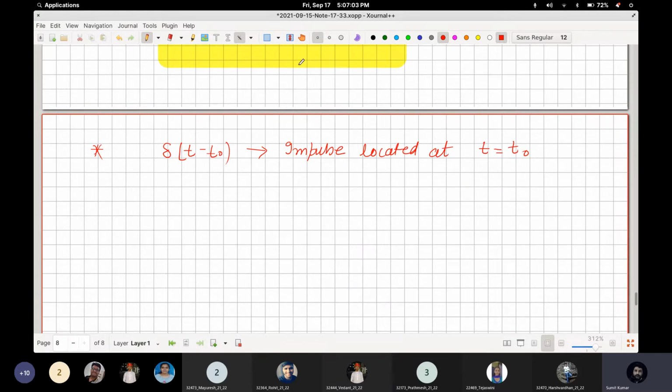So let me give you a very basic problem on that. What we have is the integral from minus infinity to 7 of delta of t minus 8 dt. What is this going to be equal to? Can somebody tell me?